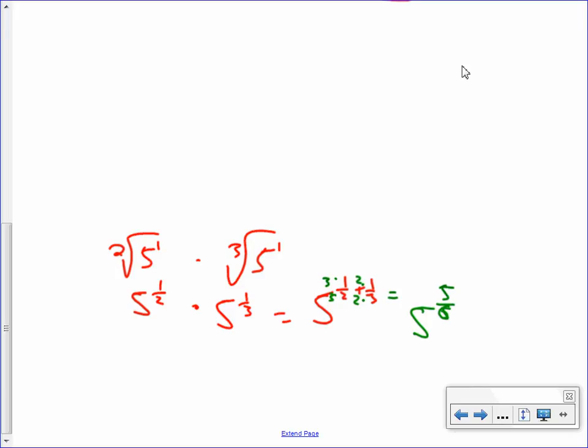To get a common denominator for 2 and 3, the least common multiple is 6, right? So to get 6 from a 2, you need to multiply by 3, and vice versa. And whatever you do to the bottom, do to the top. So that's actually 5 over 6.